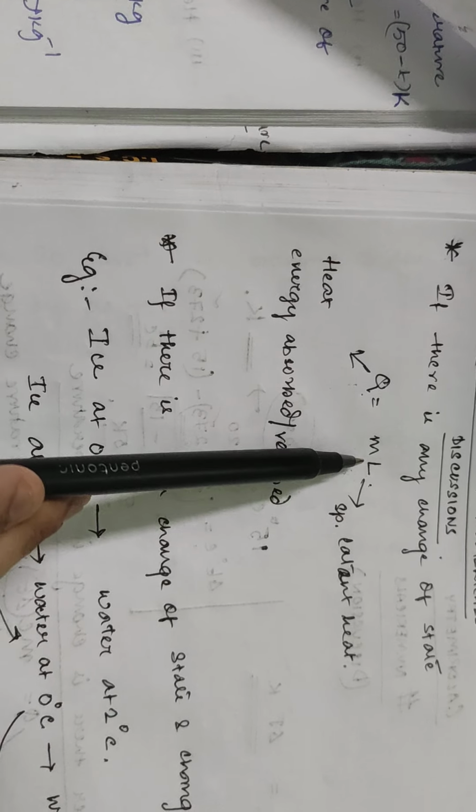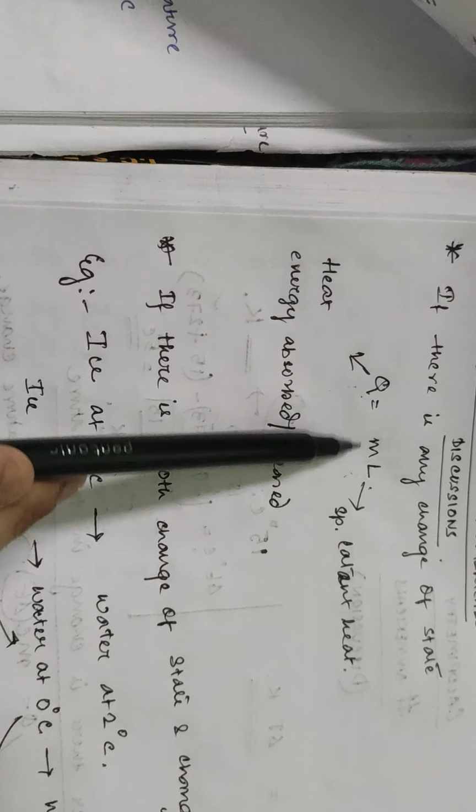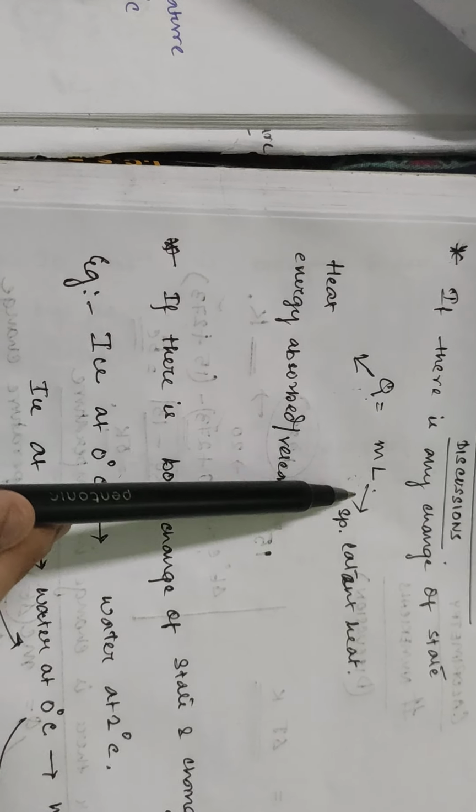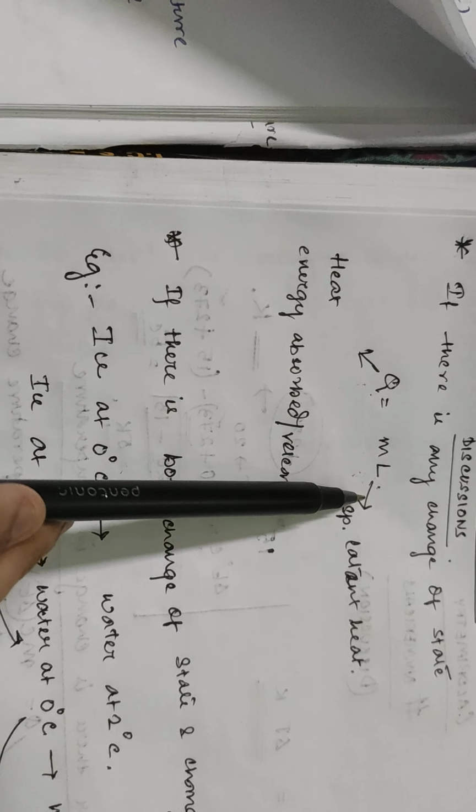L is the specific latent heat. In this case, there is no change in temperature. Heat is utilized for changing the potential energy.